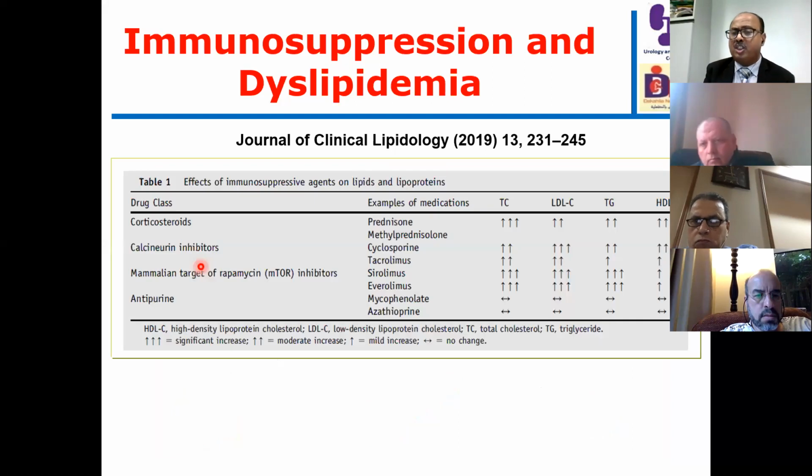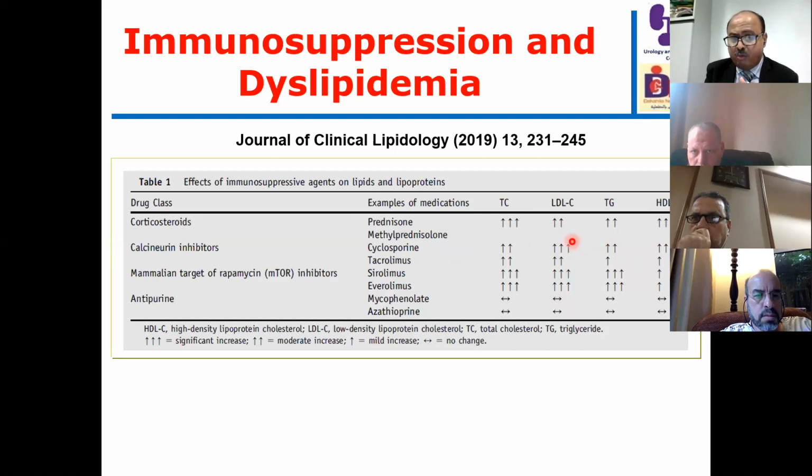So I'm not astonished if we find this table. Corticosteroid are associated with increased total cholesterol, LDL cholesterol, triglycerides, and a modest increase of HDL. But I think the effects on total cholesterol, LDL, and triglycerides outweigh any beneficial effect of HDL. Calcineurin inhibitors, cyclosporin is associated again with all these derangements.